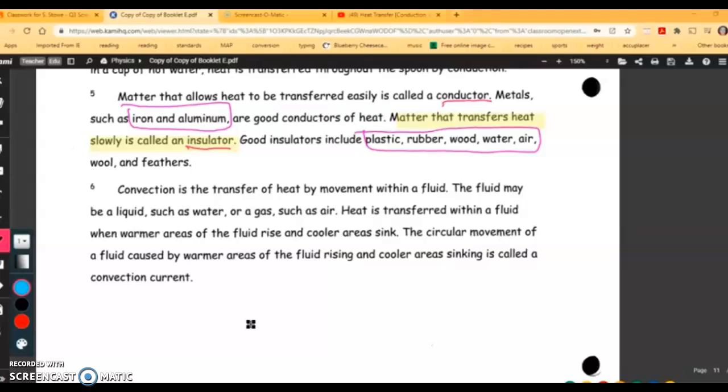And that's a quick look at... So turn with me to page 12. We're going to read paragraph 6 on page 12.